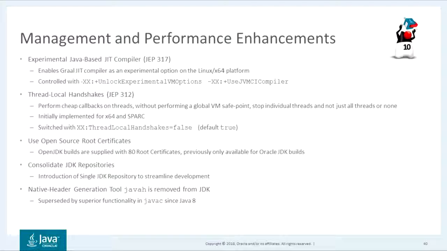Slight enhancements, I guess, about a convenience on the root certificates in JDK. Previously, in OpenJDK, there were no pre-supplied root SSL certificates, but they were supplied in Oracle JDK, but not in OpenJDK. Basically, we made the certificates available for the OpenJDK. In terms of the JDK development itself, various JDK repositories have been combined together into one single development repository, and also in terms of how you manage your code, the native header generation tool, javah, has been removed because now javac does the same thing, so there's no need for the javah tool anymore.